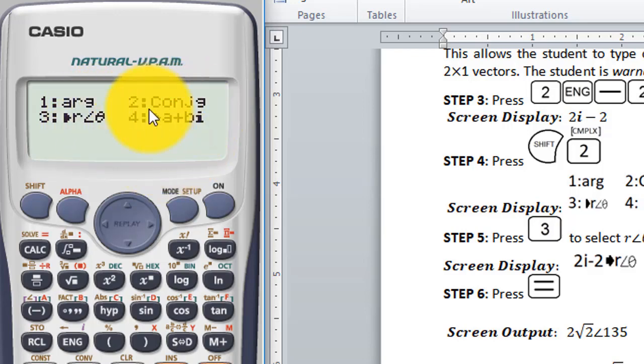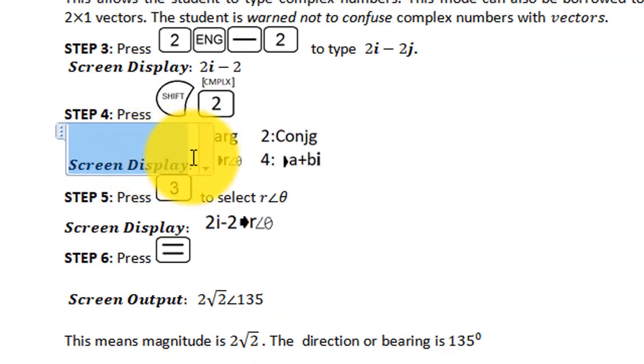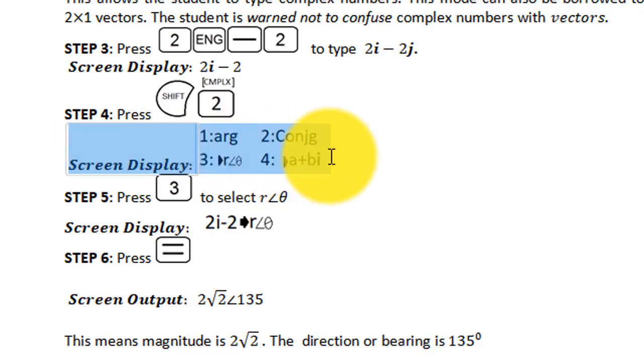So a plus bi is also the coordinate form, or should I say the Cartesian form of the vector. That is, if you want to change it back from the magnitude and bearing form to the component form, you have it this way. The number 3, that is r angle theta, is the magnitude and direction form of the vector, and a plus bi is the component form of the vector. All right, so that is the screen display we see over here.